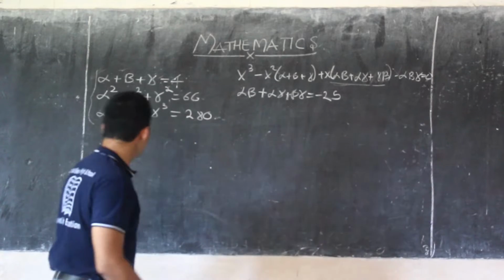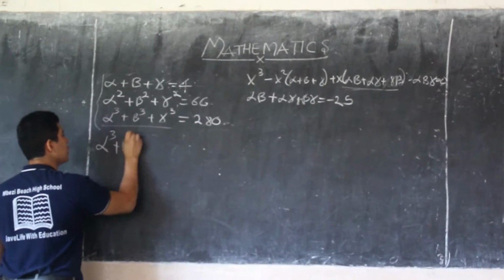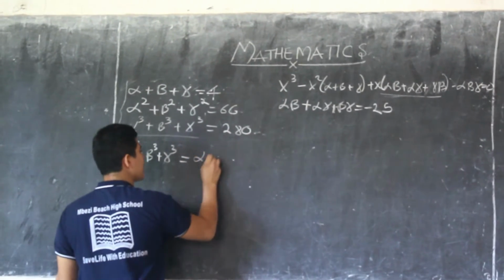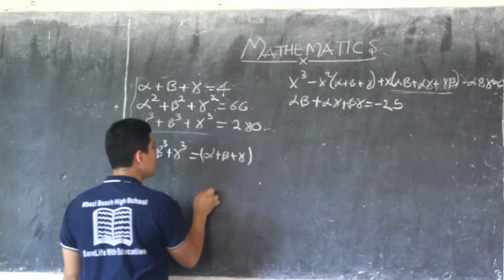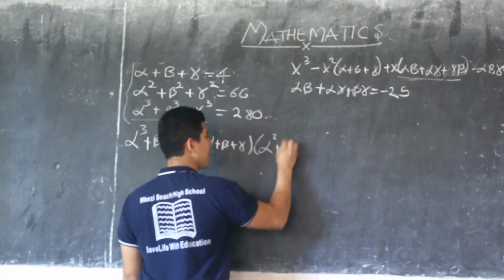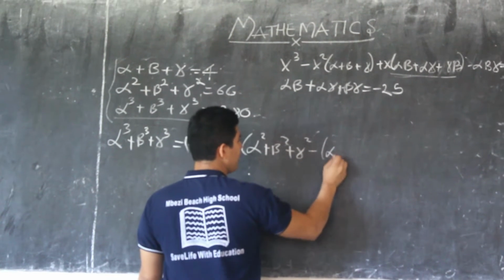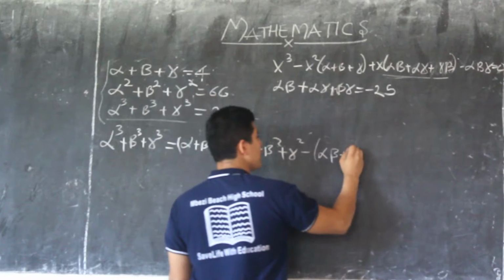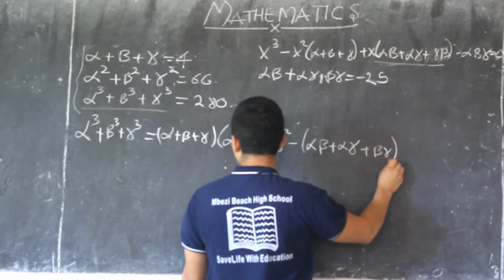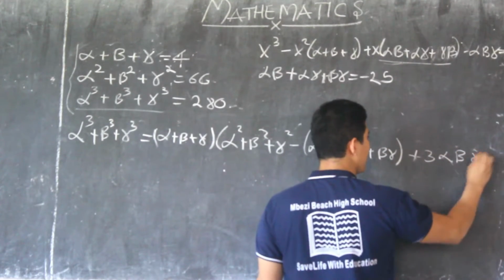Now what if you want to expand this equation here? You say that alpha cubed plus beta cubed plus gamma cubed. Now if you expand it, you're going to get alpha plus beta plus gamma, all these one times alpha squared plus beta squared plus gamma squared minus alpha beta plus alpha gamma plus beta gamma. Okay, then we have here plus 3 alpha beta gamma.